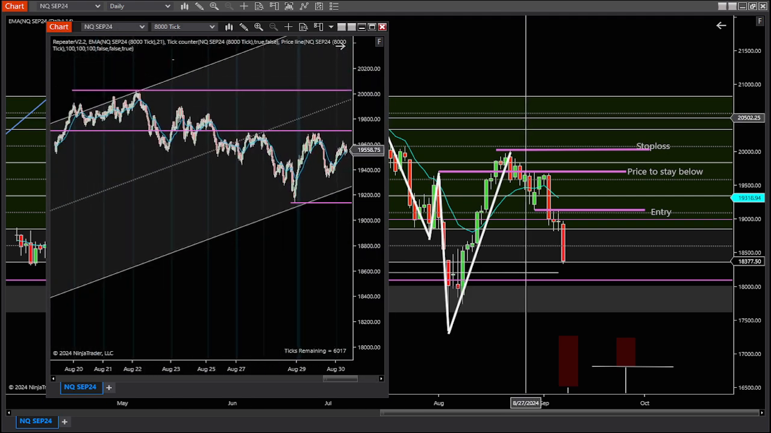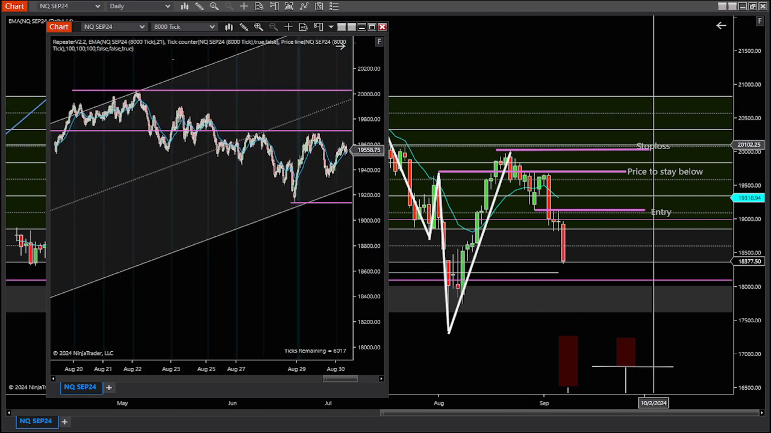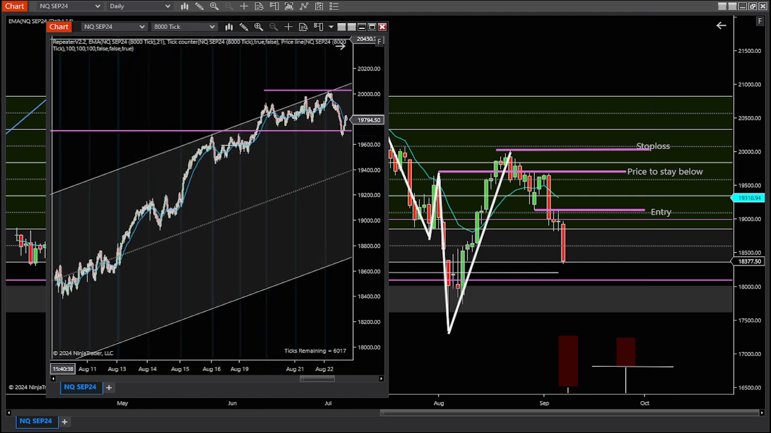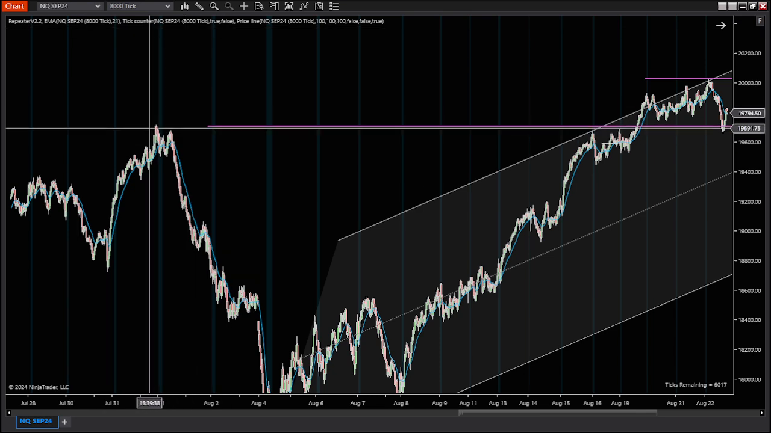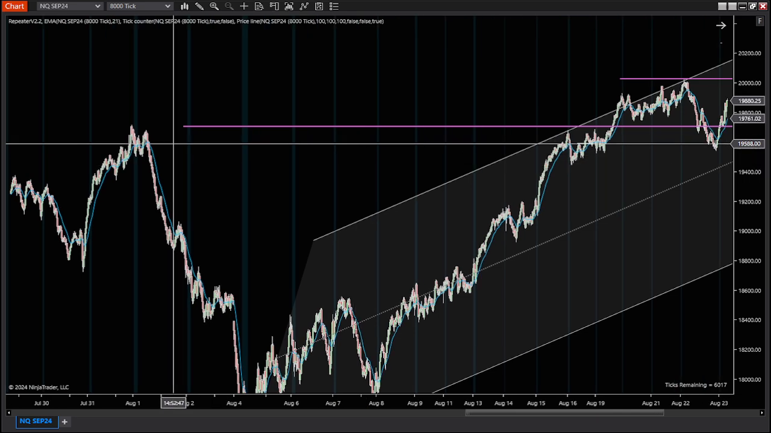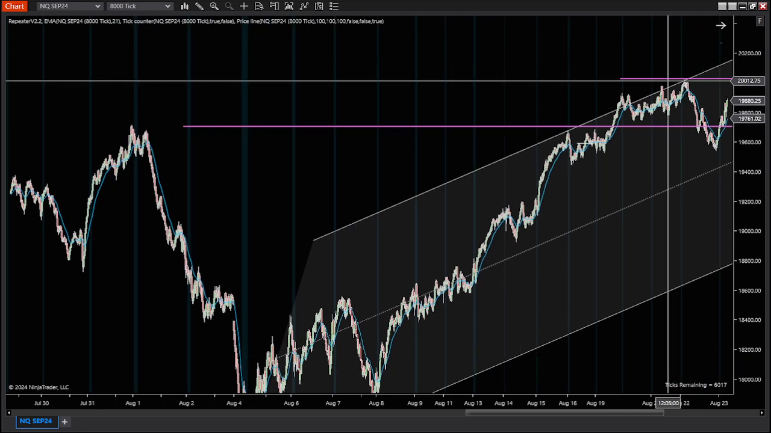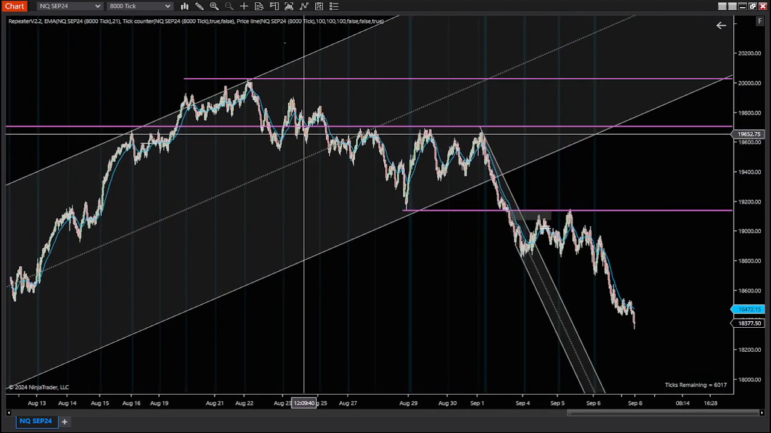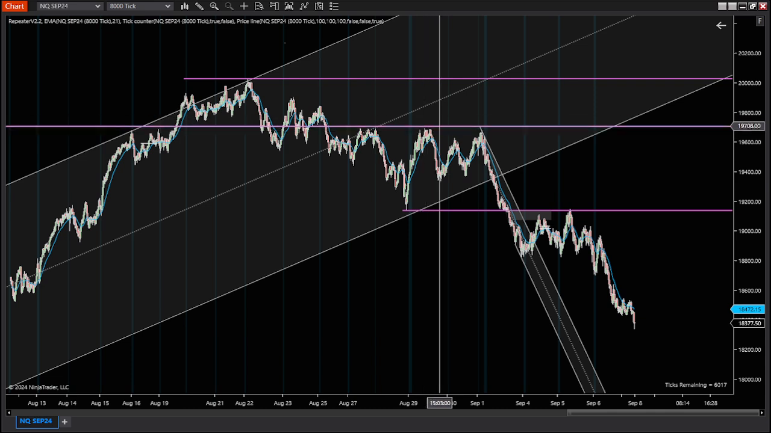Stop loss up here. This here is the swing. This is the prior swing. If I bring this over, you can see this is the prior swing. That's the one that we broke above. And what did we do when we started to sell off? We were holding below it, right?